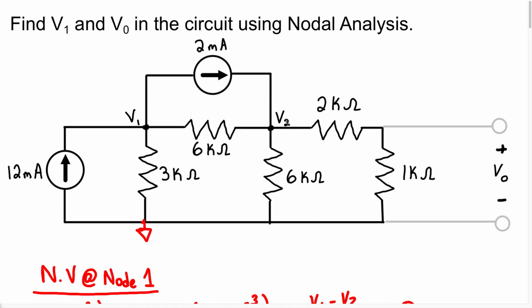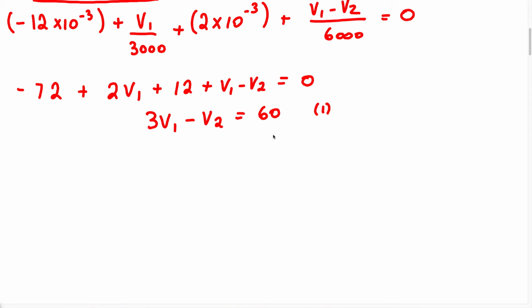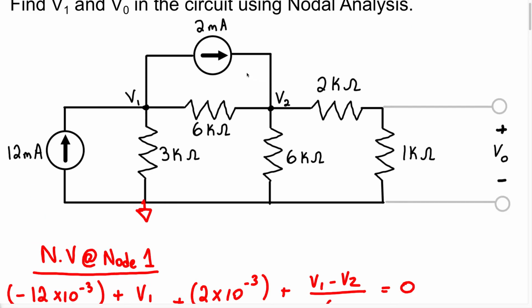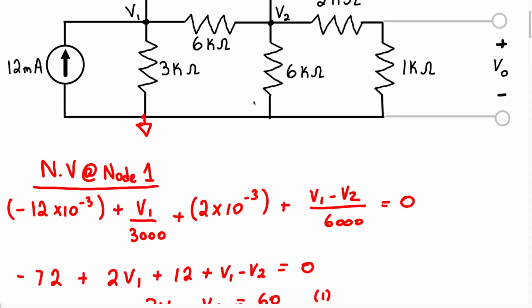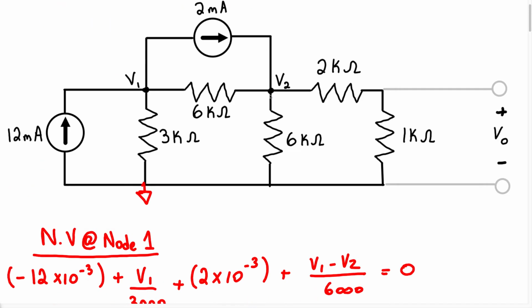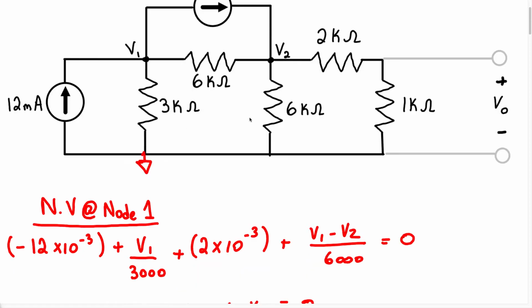Now let's do the node voltage at node 2, which is going to be right here. So let's write that down, node voltage at node 2. Now we have the current source coming in, so we're going to treat it as negative. We have negative 2 times 10 to the negative 3, right? Plus, we're going to assume the current is flowing in this direction, so we're going to have the voltage difference, V2 minus V1 divided by 6,000.